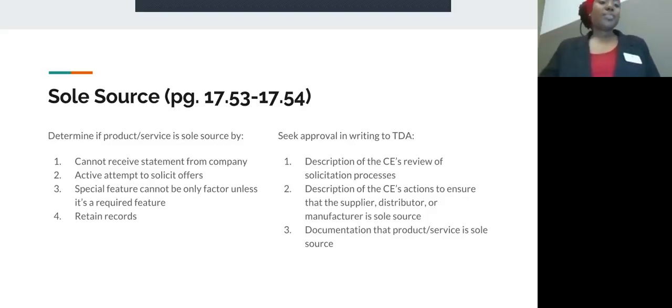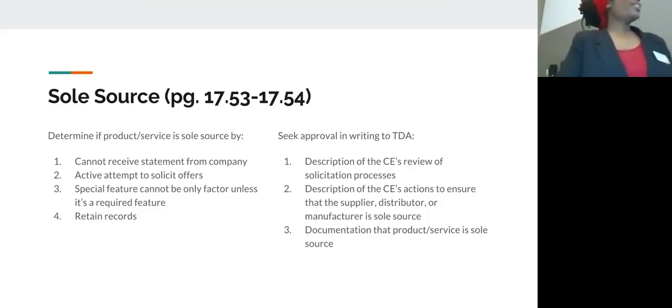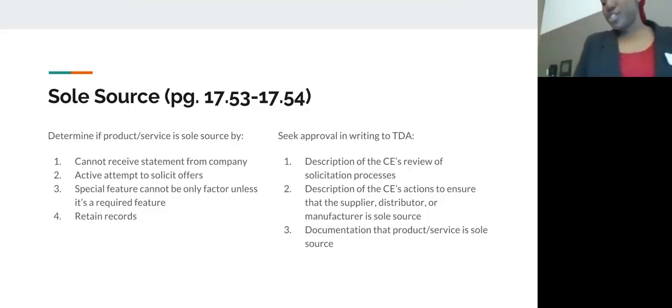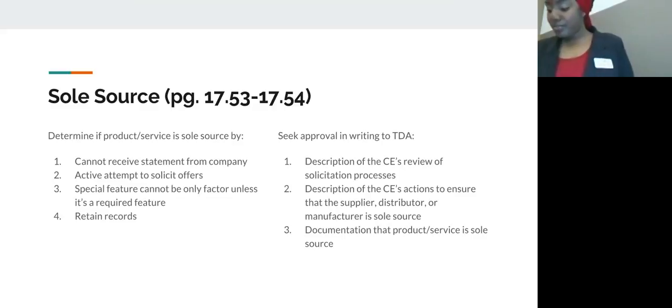So primarily, determining if a product or service is sole source means you cannot accept a statement from a supplier or a particular company that says, yes, we are the only chicken company that absolutely exists, please buy from us. Or the CE must actively attempt to solicit offers from other suppliers, distributors, or manufacturers. So again, that goes back to having documentation showing that you really did reach out, you really did solicit and try to find different offers.